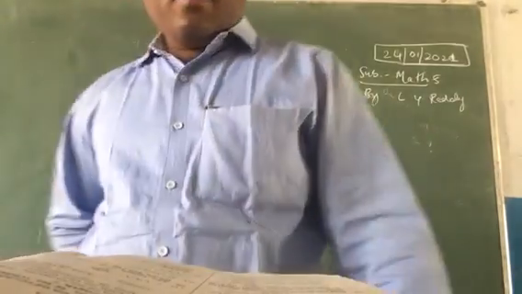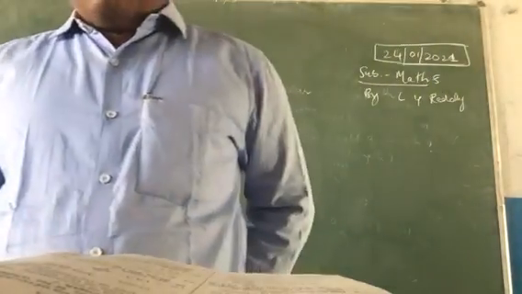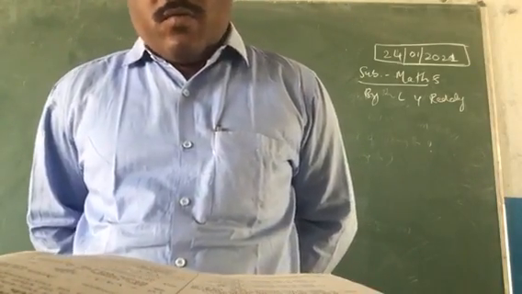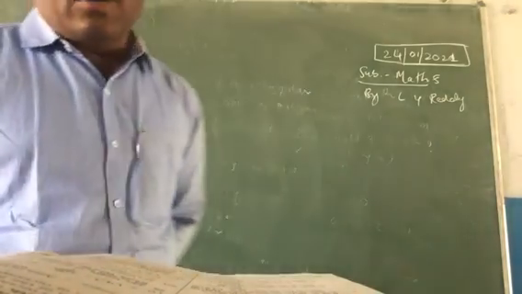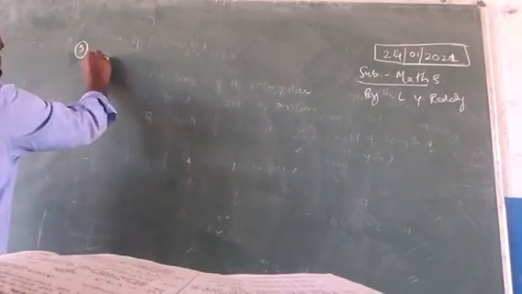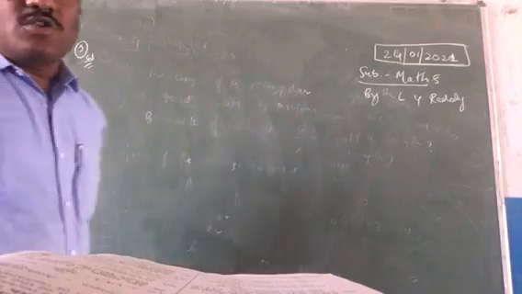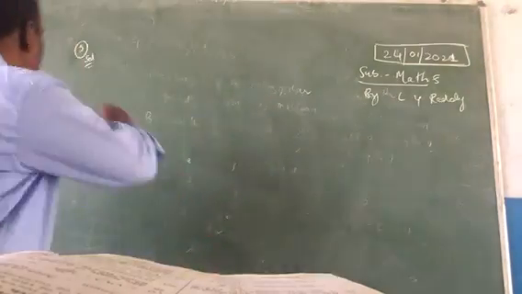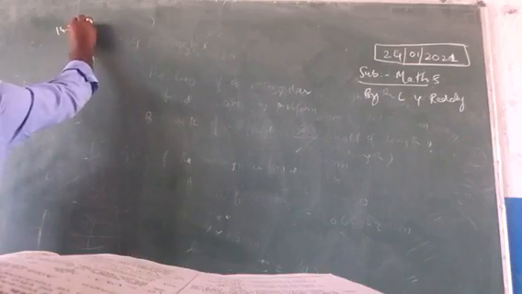Now children, once again, problem number 5. A square sheet of paper. Problem number 5, just the solution only. You can see the question from the textbook, page number 142.